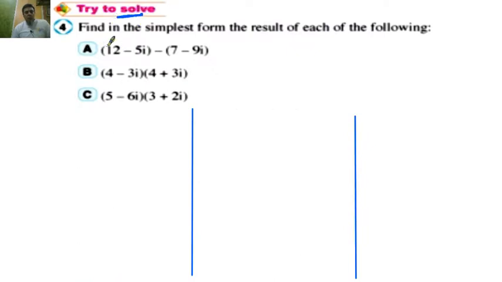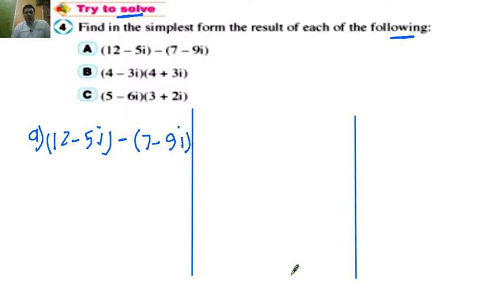Try to solve. Find in the simplest form the result of each of the following. Number A: 12 minus 5i, between brackets, minus another bracket, 7 minus 9i. First, we must distribute the negative on the second expression. Then the result equals 12 minus 5i minus 7 plus 9i.